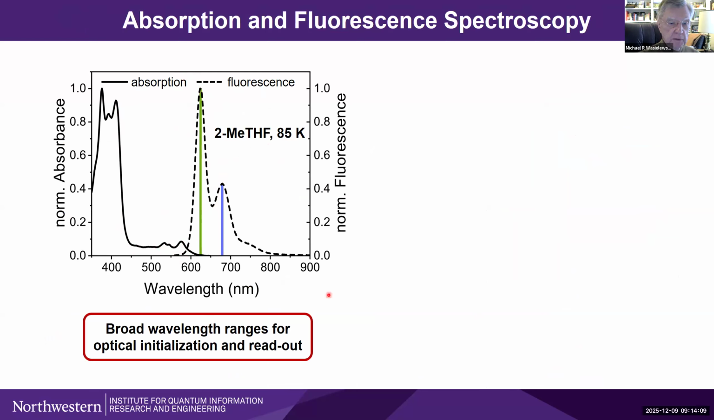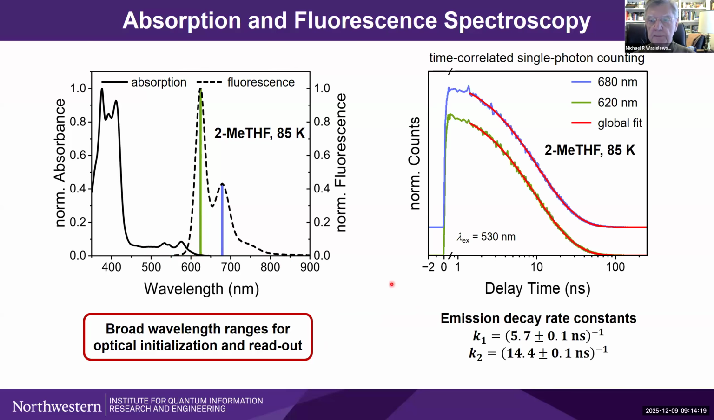So it's really quite luminescent at low temperature. And so what this also does is it gives us broad possibilities for both excitation wavelengths and for monitoring the emission from the system as well. So we do that as a function of time, and we get actually biphasic decay rates, two rates, about 6 nanoseconds and about 14 nanoseconds.